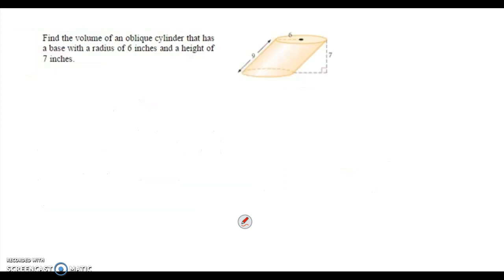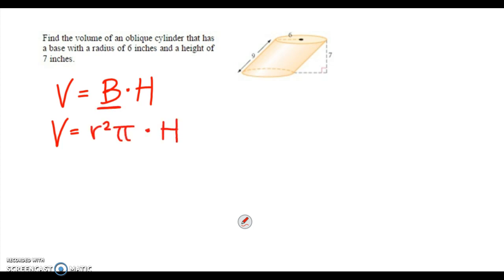All right, the next one we have an oblique cylinder, and remember we're going to solve oblique shapes the exact same way. So I'm first going to jot down the volume formula. Volume equals area of the base times height of the shape. And since we have a cylinder, my base is a circle. So I'm going to replace B with r squared pi, and then times that by the height of the oblique cylinder.